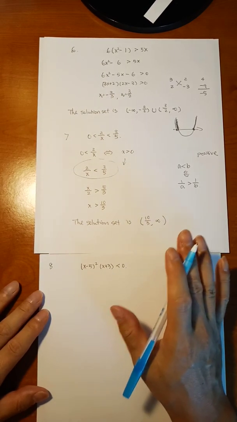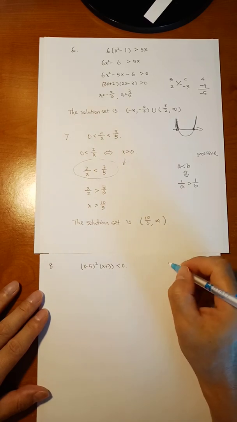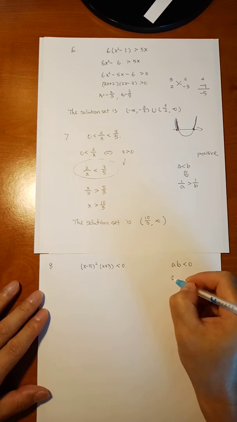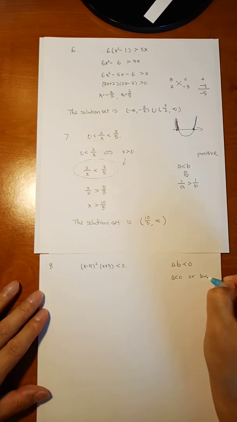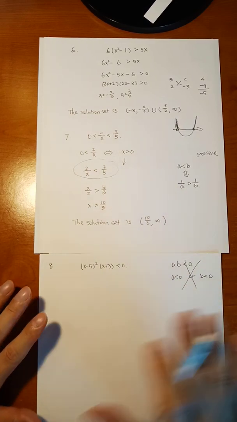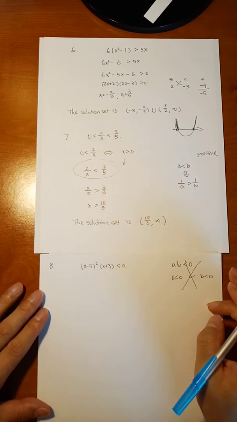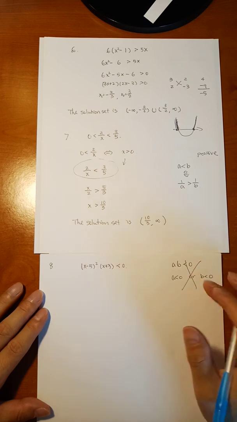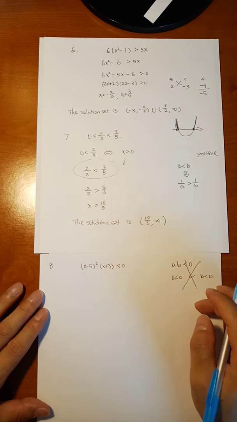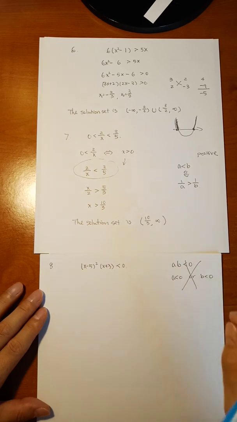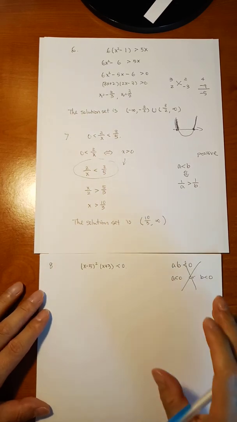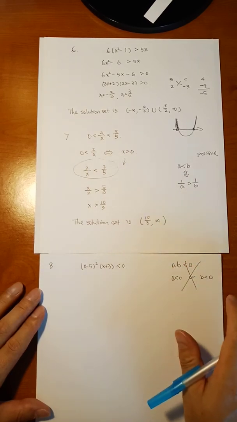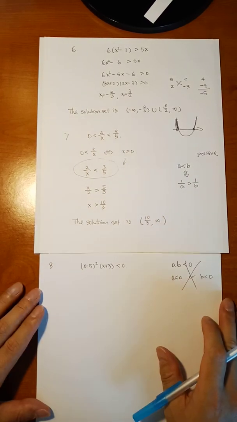First of all, we don't have any result like the following: a times b less than 0, so either a less than 0 or b less than 0. This is totally wrong. None of the results will give you a conclusion like this. If a product is 0, then either a is 0 or b is 0. That is the zero product property. But if it's less than 0, we don't have such a thing. I never teach something like this.